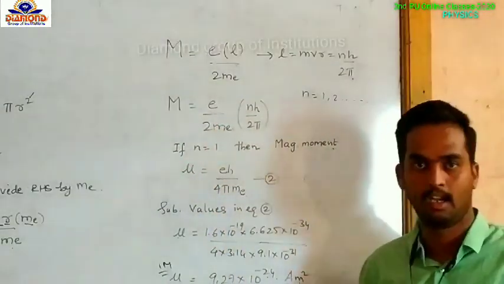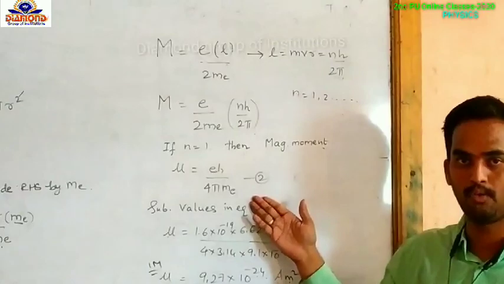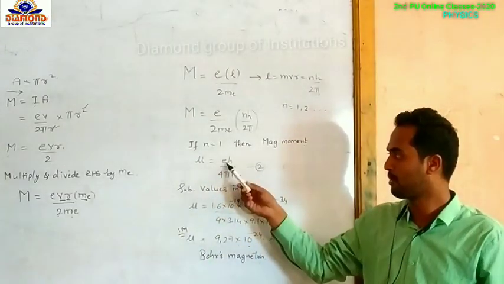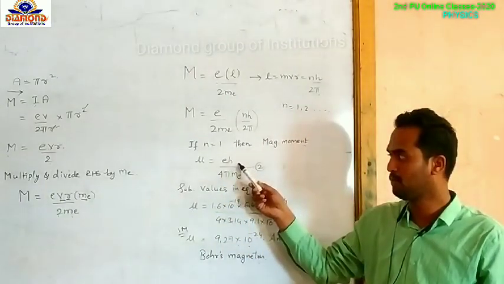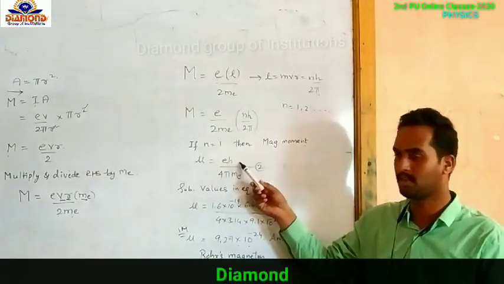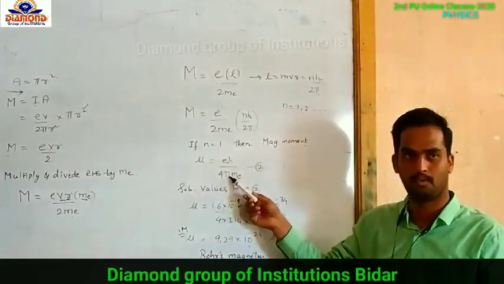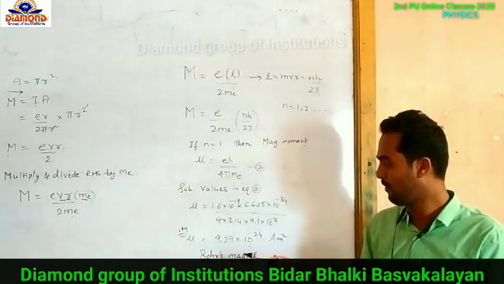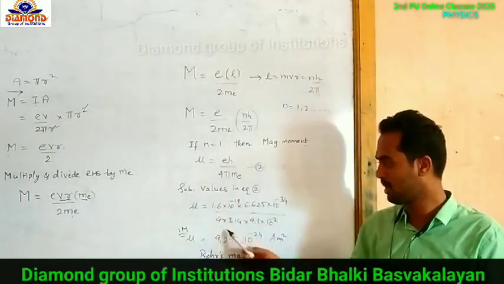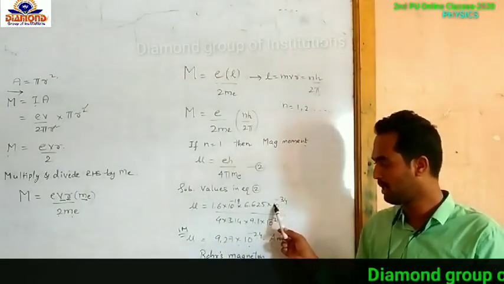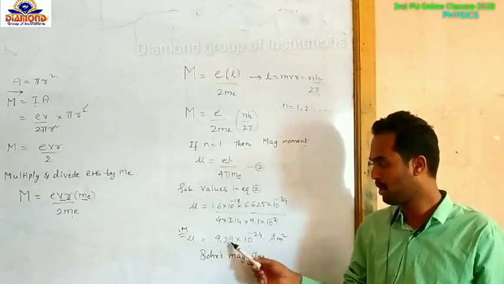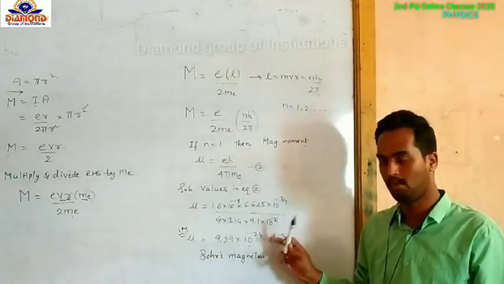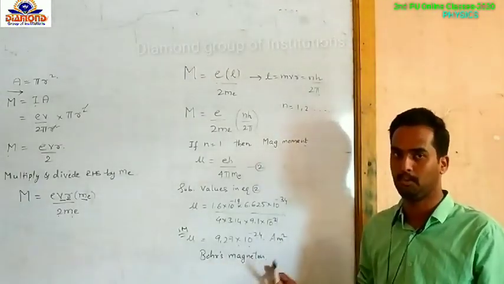And all the constant values, well-known values: e, the charge of an electron, 1.6 into 10 power minus 19; Planck's constant, 6.625 into 10 power minus 34; pi value 3.14; mass of an electron, 9.1 into 10 power minus 31. If you substitute all the constant values, after simplification the final answer becomes 9.27 into 10 power minus 24 ampere meter square. So this is also called the Bohr magneton value.